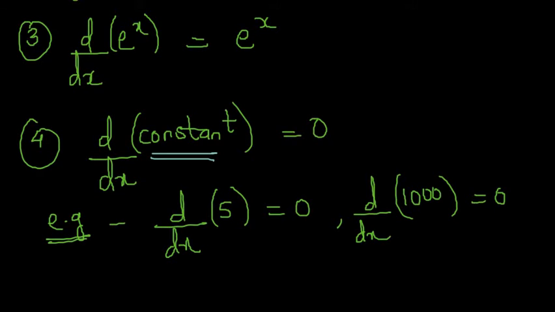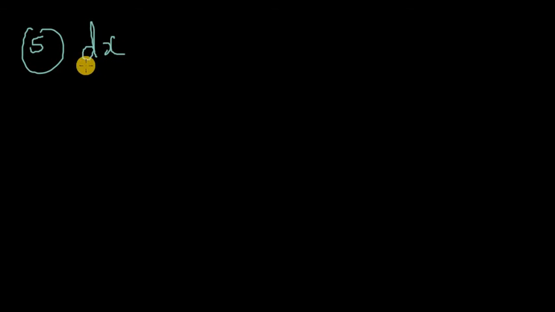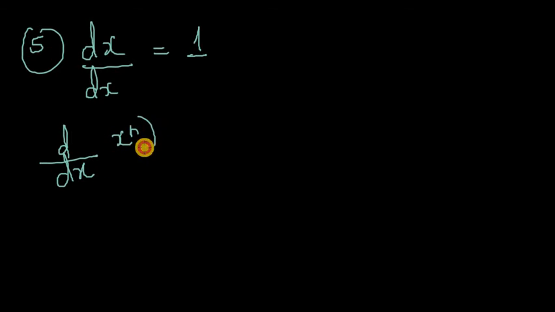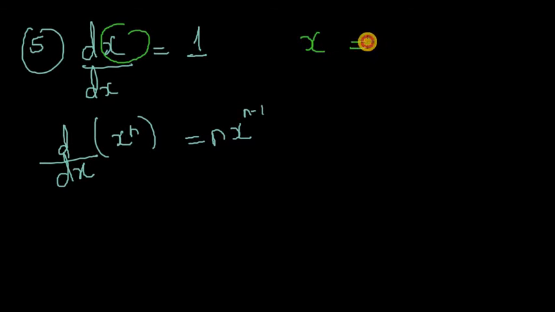Fifth one, it's not a standard function, still you should know what is derivative of x. Derivative of x with respect to x is equal to 1. How? Suppose I am using the derivative formula for x raised to n, we know that derivative of x raised to n is n into x raised to n minus 1. In this case, when I just write x, what is x? x raised to 1.